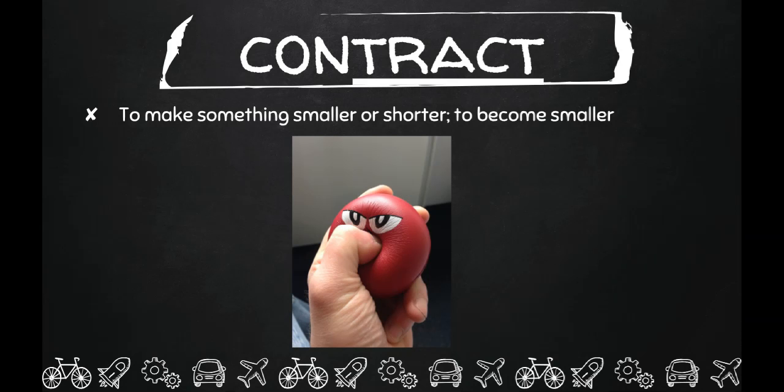So on your homework for contract, I want you to give an example of something that you might contract, or something in the world that might contract or become smaller or shorter.